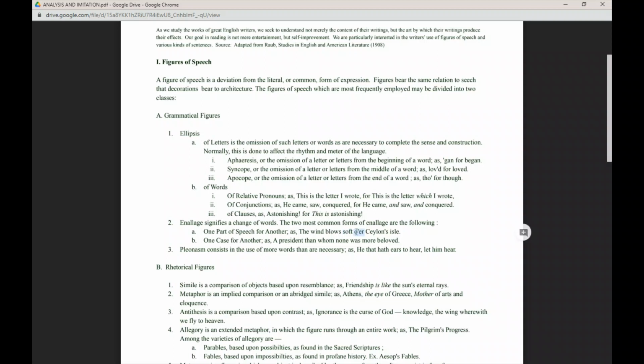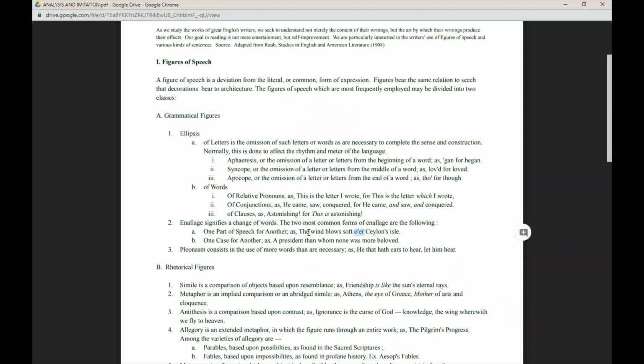We also see an example here of syncope, where we see the word over has the V dropped in the middle of the word. That's what syncope is. So this sentence actually contains two different figures of speech. It contains analogy in using the adjective soft rather than softly, and it uses syncope in dropping the V out of over, and you can hear the effect that changing over from a two-syllable word to a one-syllable word has on the sentence.